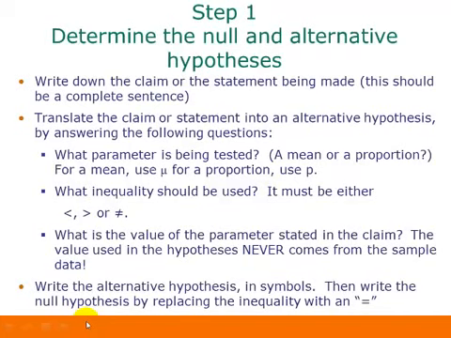Once we have answered those three questions, then we can translate the answers into the alternative hypothesis in symbols. So we have our symbol, either the mu or the p, the inequality, and the number. Now once we have the alternative hypothesis, we can write the null hypothesis just by replacing the inequality with an equal sign.